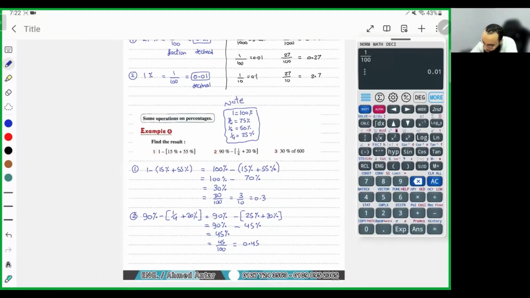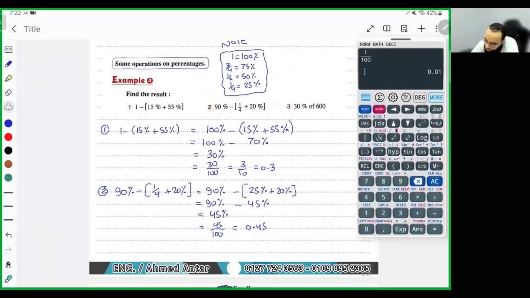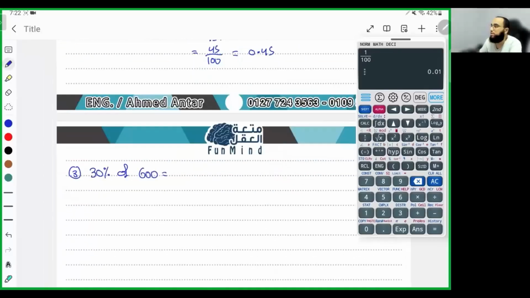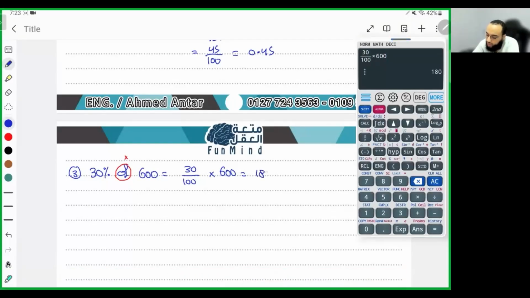We can do it like that, or add another page. 30% of 600. 30% is 30 over 100, correct? What about 'of'? It means times, yes, excellent. It's times 600. Do it with the calculator: 30 over 100 times 600. That's it, 180. If you do it with your mind, delete these 2 zeros with these 2 zeros. 6 times 3 is 18, and bring down the 0. That's it. This is the answer.